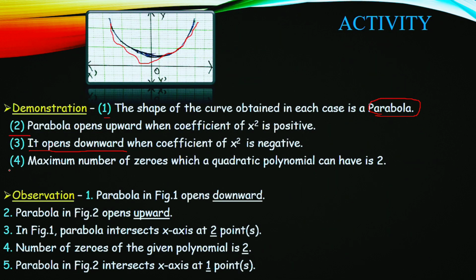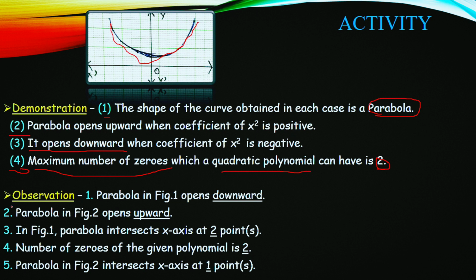And the last result that we obtained is that the maximum number of zeros which a quadratic polynomial can have is 2. So we already know that the maximum number of zeros in a quadratic polynomial is only 2.